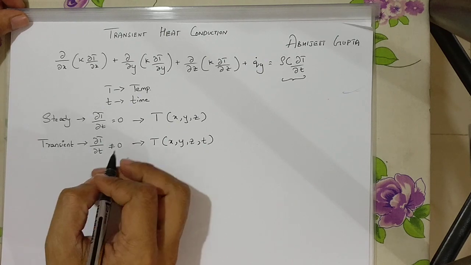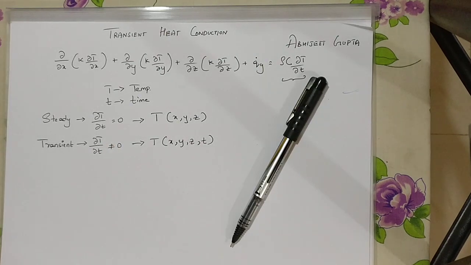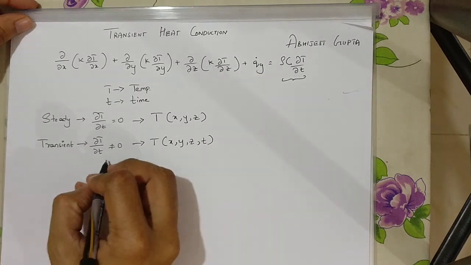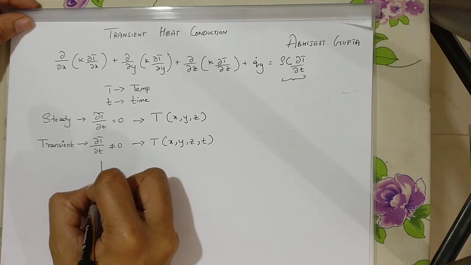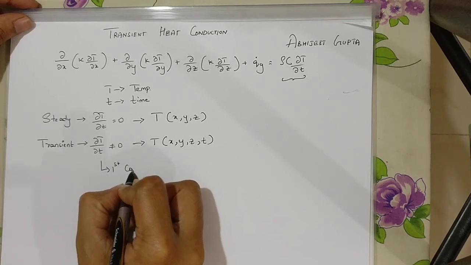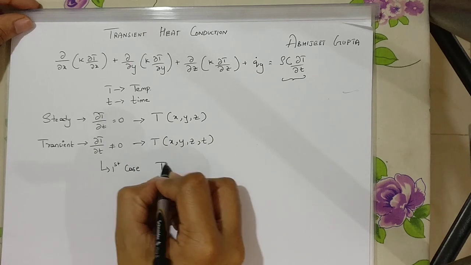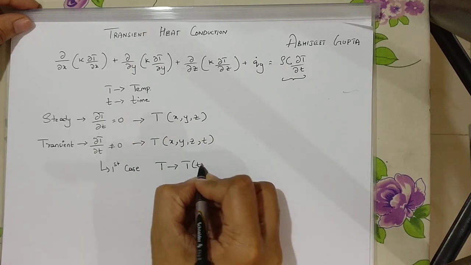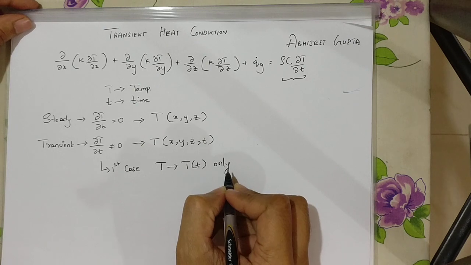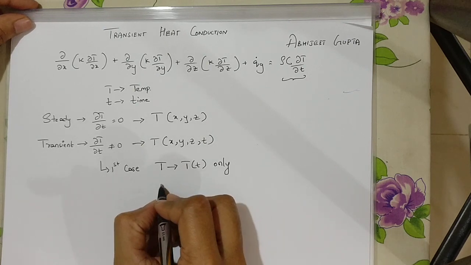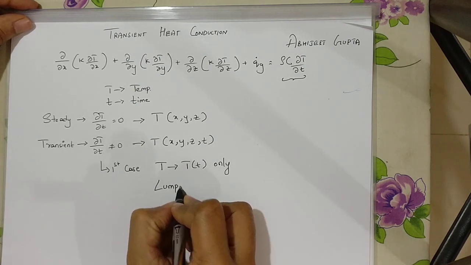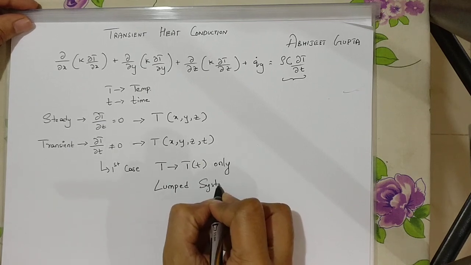So as we have done in steady heat conduction, where we simplified the problems into 1D to get the analytical solution, let us do a similar thing here for transient heat conduction. So for this, let us take a simplification. Let me call this the first case, where temperature is dependent only on time, and this analysis is called lump system analysis.